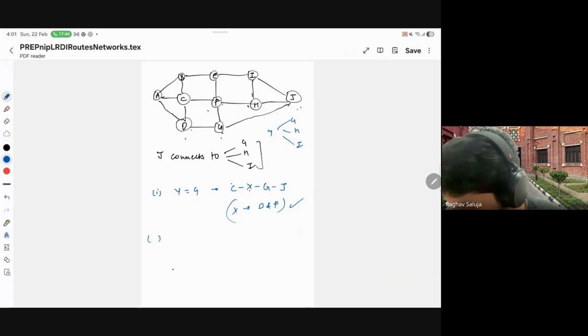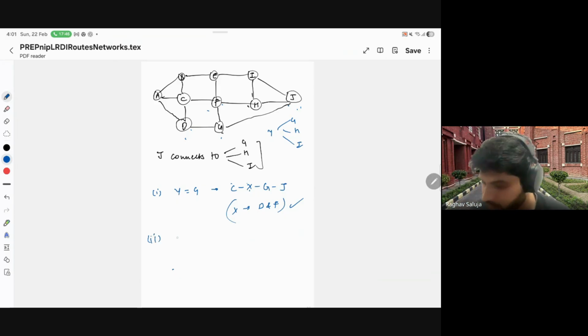Number 2. लेट्स पुट y इज इक्वल टू आई, नहीं y इक्वल टू h रखता है इसी में. Let's put y equal to h. So our path becomes C, X, H and J now. Perfect.